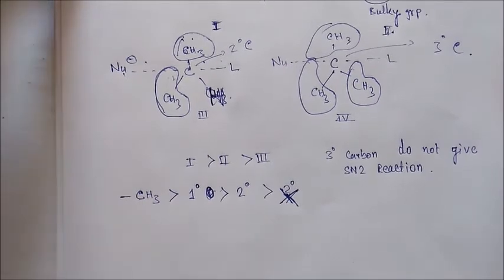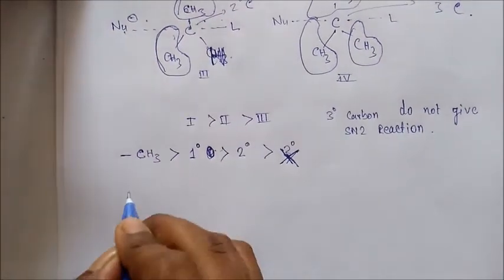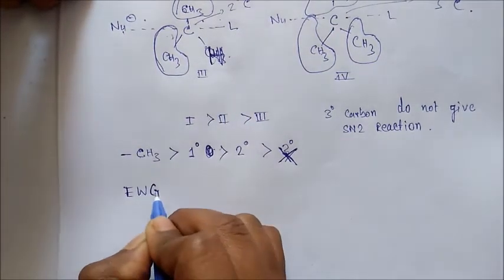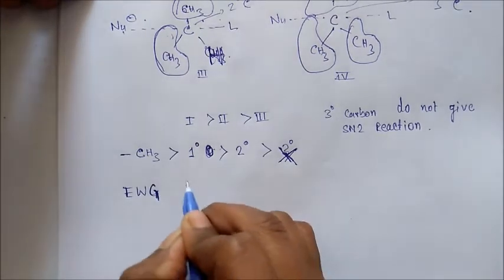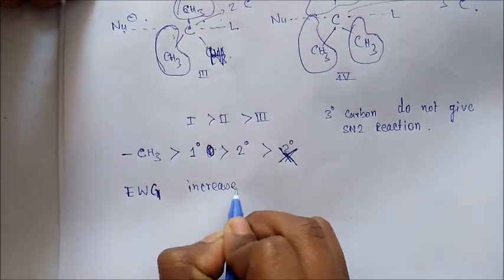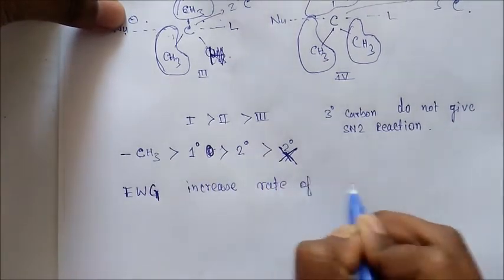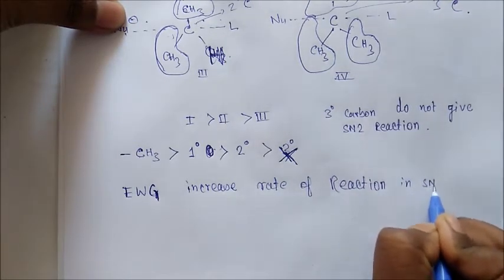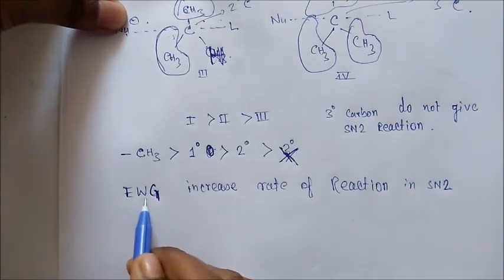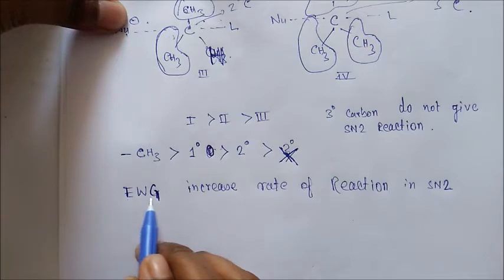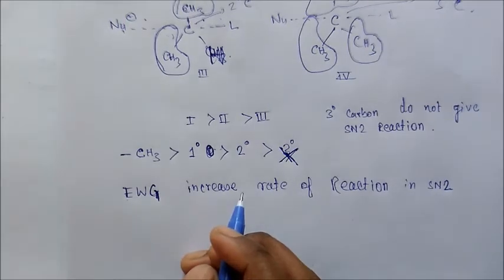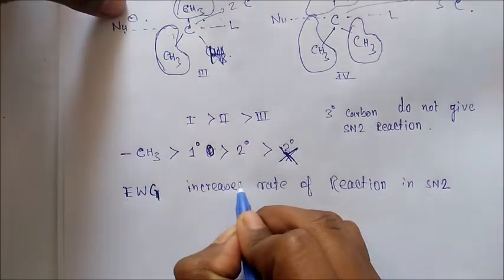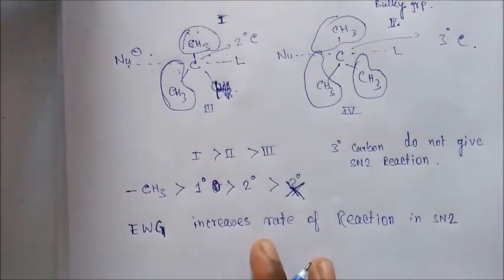The second factor which decides the SN2 reaction is that if we have an electron withdrawing group connected to the substrate, that will increase the rate of SN2 reaction. We all know what an electron withdrawing group is: a group which withdraws electrons. So an electron withdrawing group increases the rate of reaction. How does an EWG increase the rate of reaction?